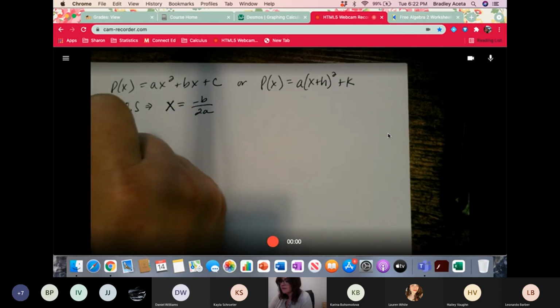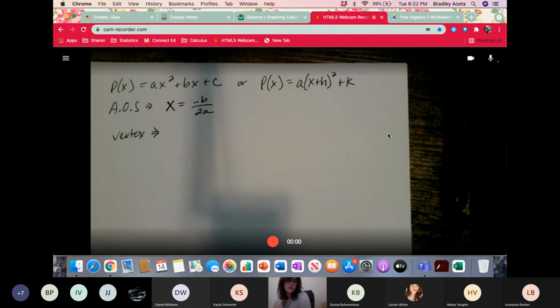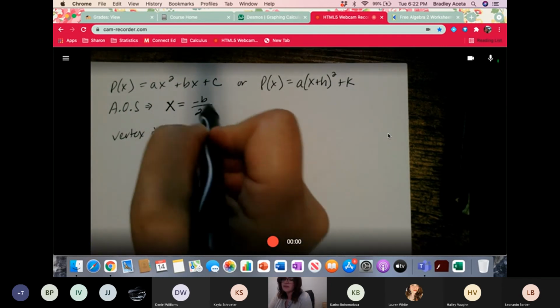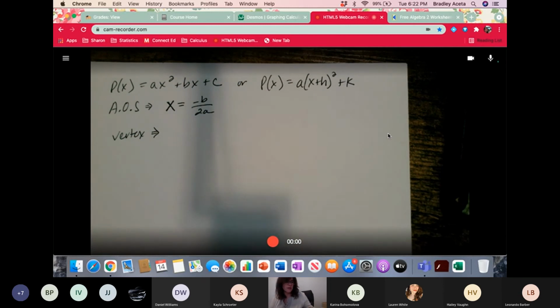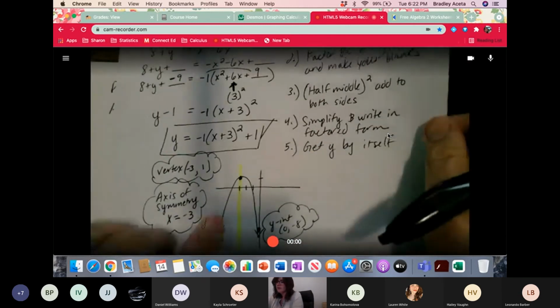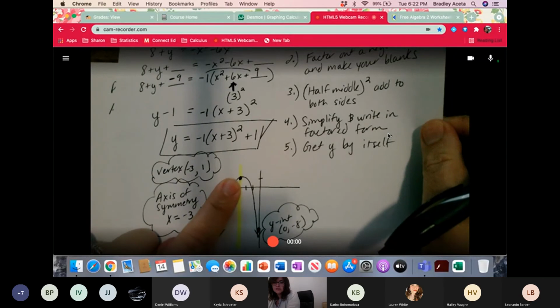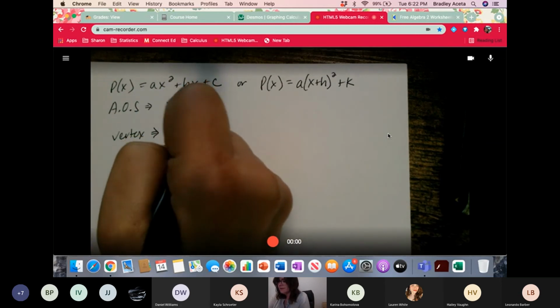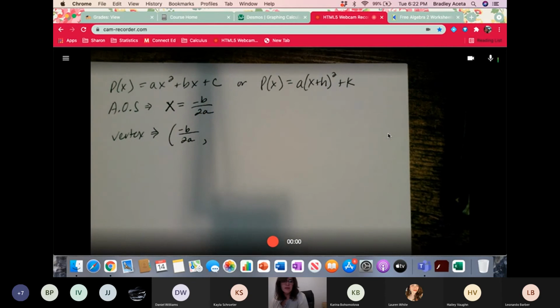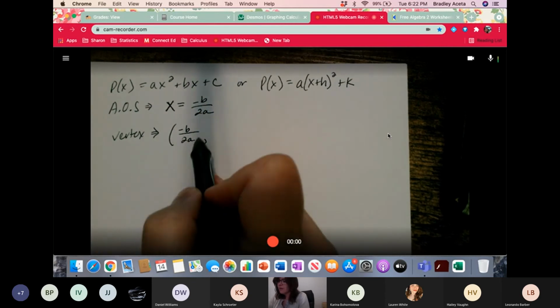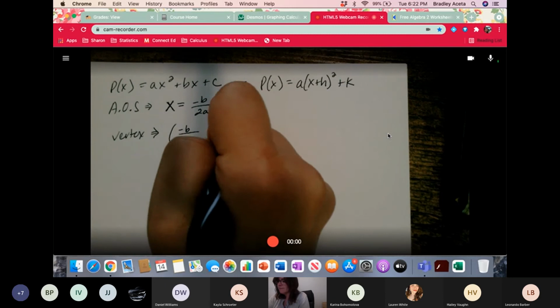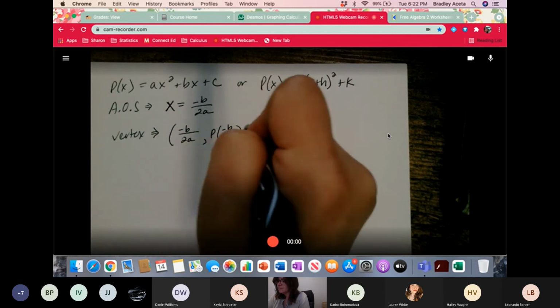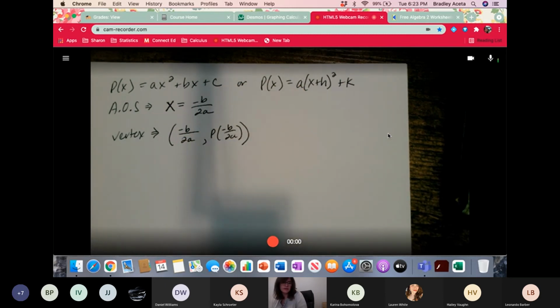The vertex, another way to find it, instead of completing the square and all that, is you could take this x value that you got, the axis of symmetry. If you notice from my previous example, didn't the vertex land on the axis of symmetry? So those x's must be the same. So my vertex is negative b over 2a for the x, and then plug that back into the equation, and that would be the vertex.